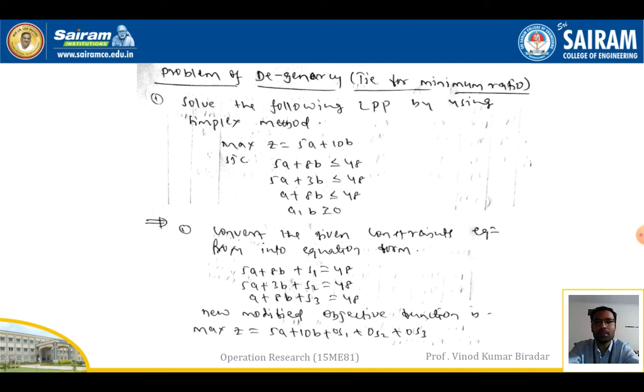Maximum of z, that is, z maximum is equal to 5a plus 10b, subject to the constraints 5a plus 8b less than or equal to 48, and 5a plus 3b less than or equal to 48, and 8a plus 8b less than or equal to 48, where a and b must be greater than or equal to 0. So this is the question.